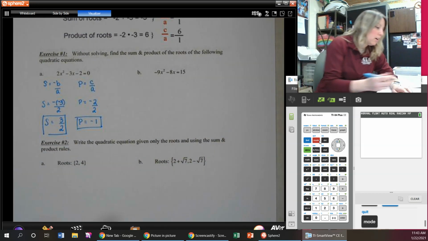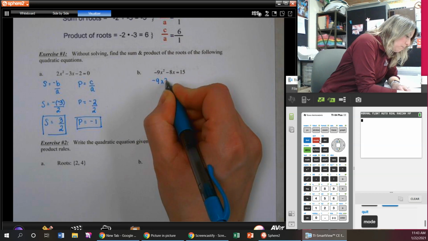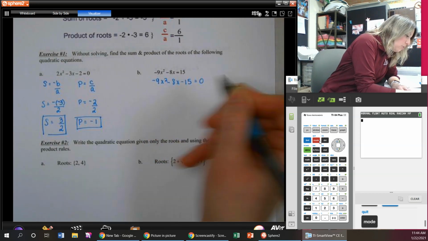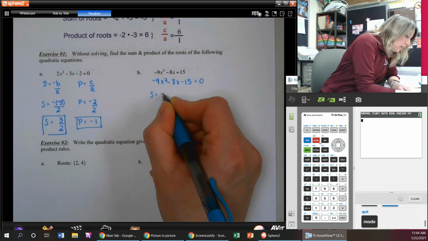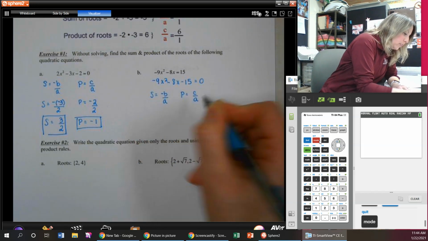Let's do it again over here. You got to get standard form first. So negative 9x squared minus 8x minus 15 equals 0. Now you can use sum as negative b over a and product as c over a, right?